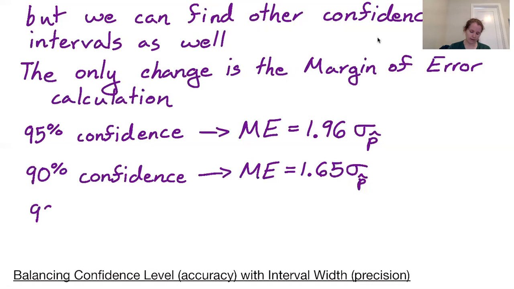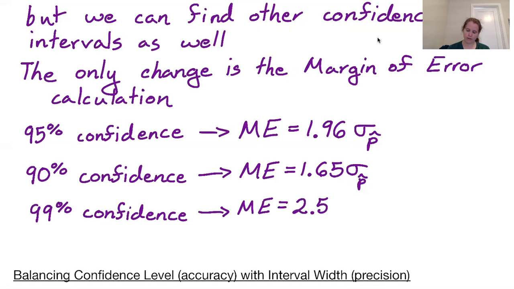And then for 99% confidence, the margin of error is 2.58 times the standard error, or sigma sub p hat. So 99% of data in a normal distribution, 99% of samples in the normal p hat distribution fall within 2.58 copies of the standard deviation of the mean.